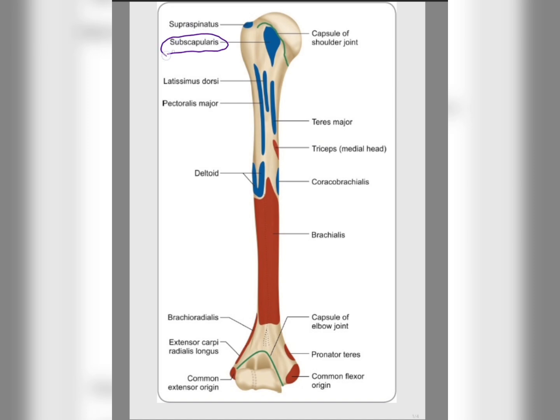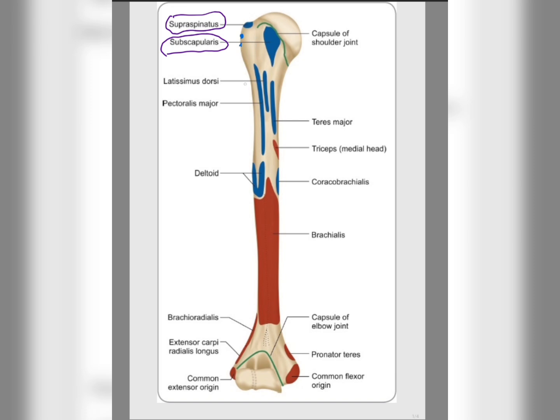subscapularis, and in the greater tubercle there were some muscles we remember by a mnemonic, SITS: supraspinatus, and more posteriorly infraspinatus, and teres minor also. These are the muscles that are inserting in the lesser tubercle and greater tubercle. After that, we will be discussing the intertubercular sulcus.